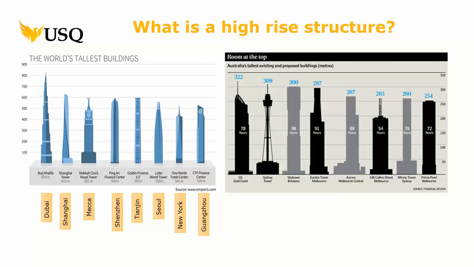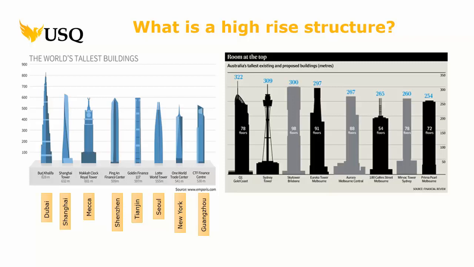So the name's still kept. So this is sort of ranging from 500 plus to 800 plus, right? In Australia, we have the tallest building in Australia, not that far from here, Q1 on the Gold Coast, which you can see from most places, right?